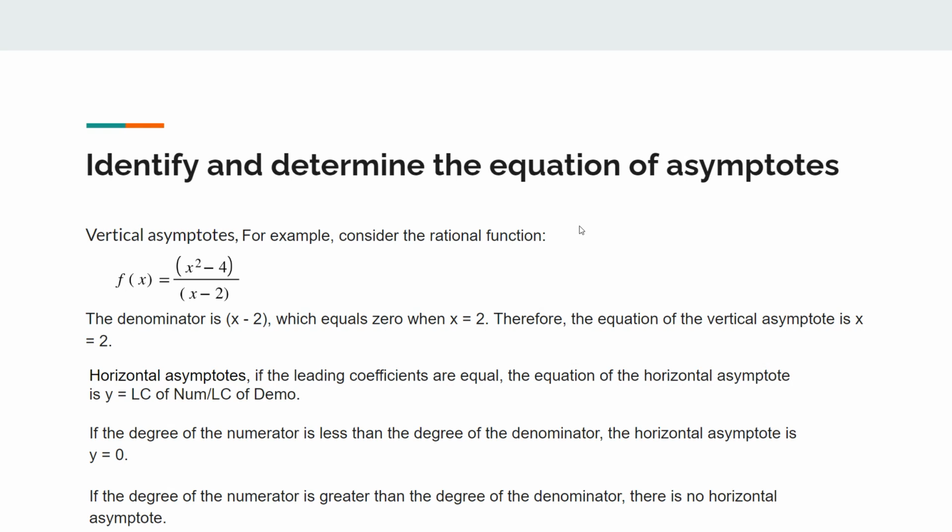If the degree of the numerator is less than the degree of the denominator, the horizontal asymptote is y equals 0. So it's exactly y equals 0. Great. If the degree of the numerator is greater than the degree of the denominator, there is no horizontal asymptote. Straight up.